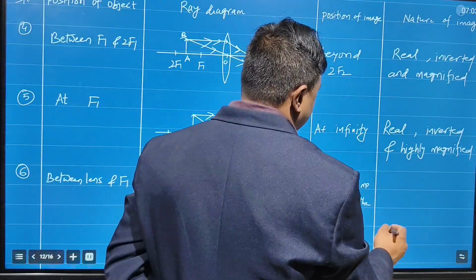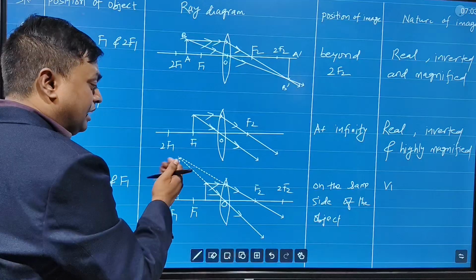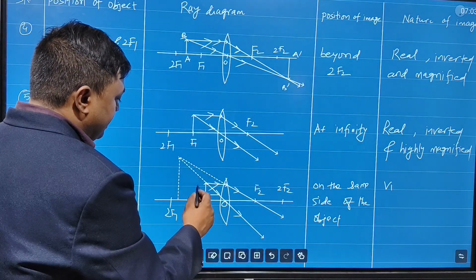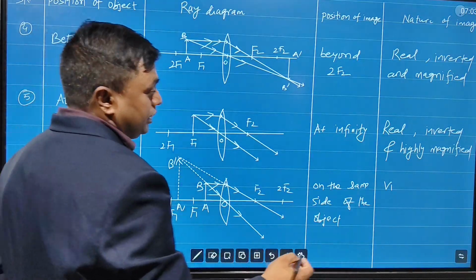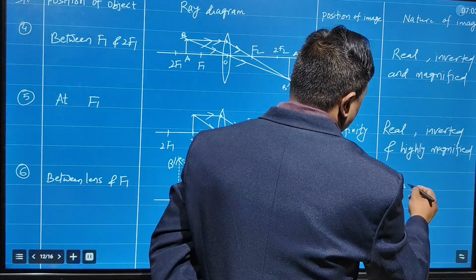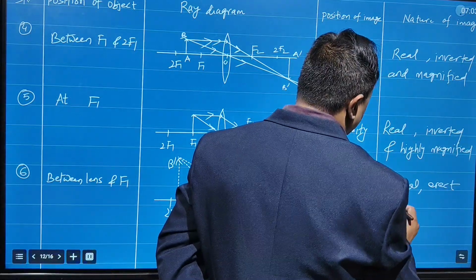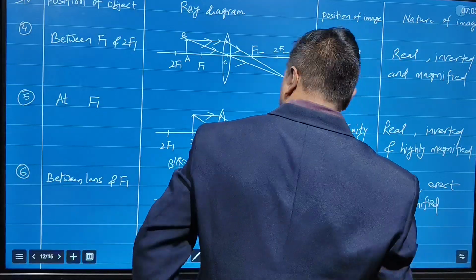The image is virtual because the light rays are not actually meeting. Whenever light rays only appear to meet, a virtual image is formed. So for object AB, the image is A'B'. So it is a virtual image. Virtual images are always erect and magnified. Okay?